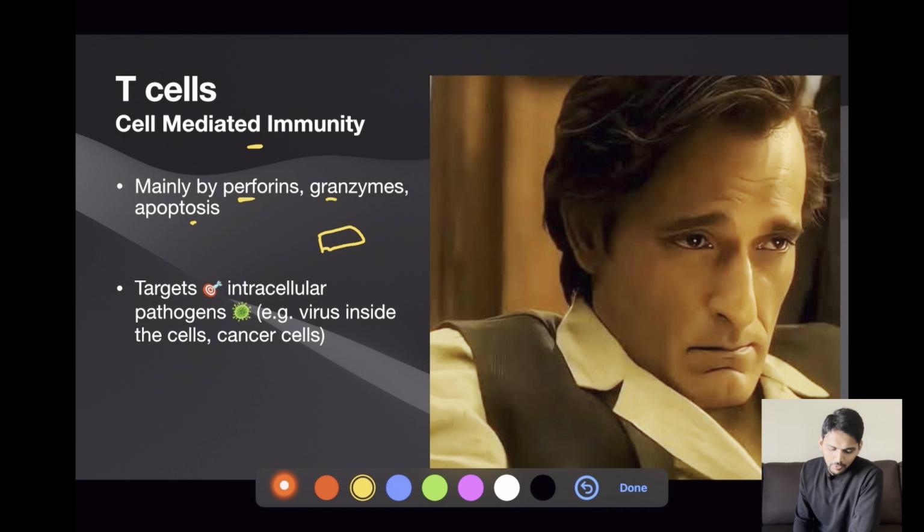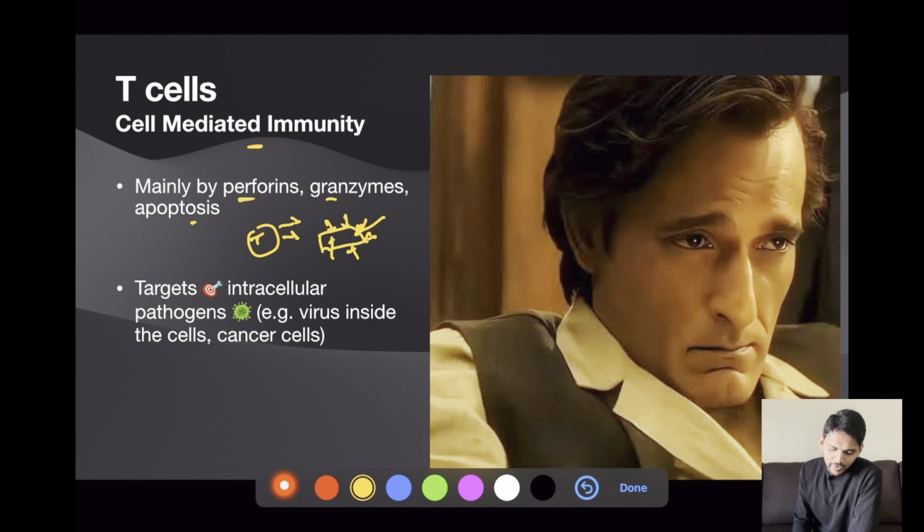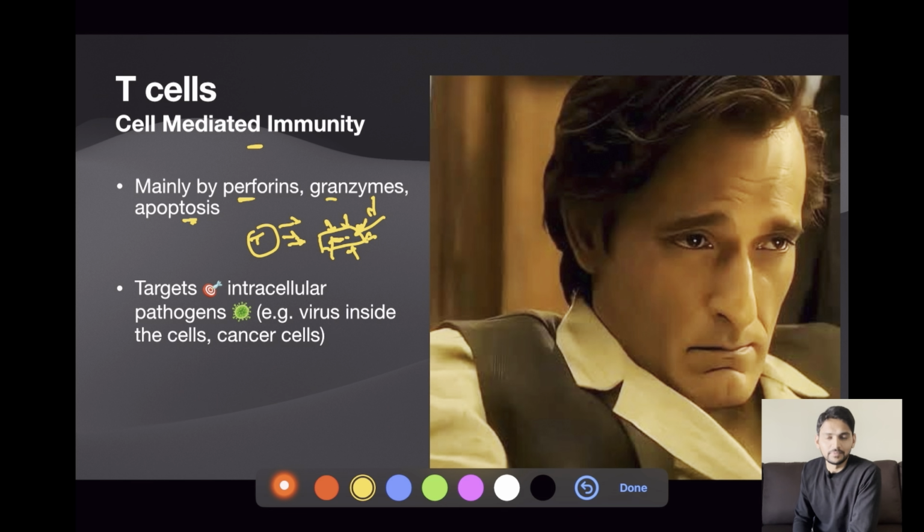Suppose this is a microbe. Perforins, in the sense, these T cells will release some chemicals. They will first cause pores in the membrane of the microbe. So all the fluid will start entering the body of the microbe. It will burst out. Granzymes, they will grind the pathogen completely. Apoptosis, in the sense, these T cells will plan the death of these microbes. So in this multiple lethal manner, it will kill the pathogens.